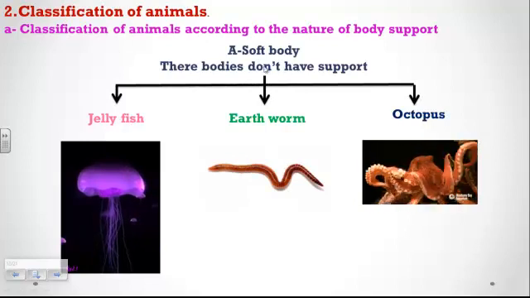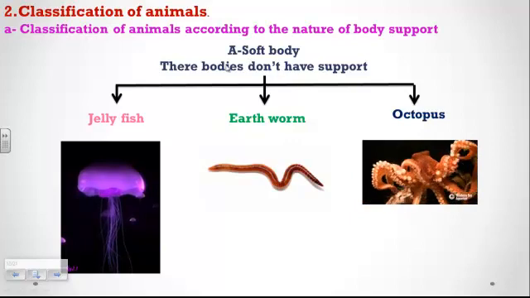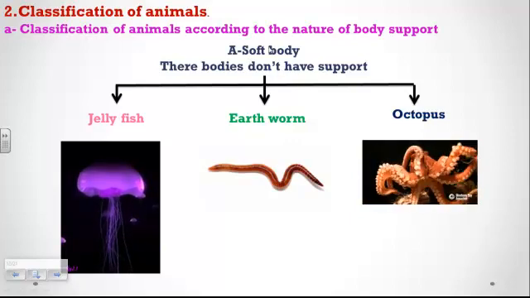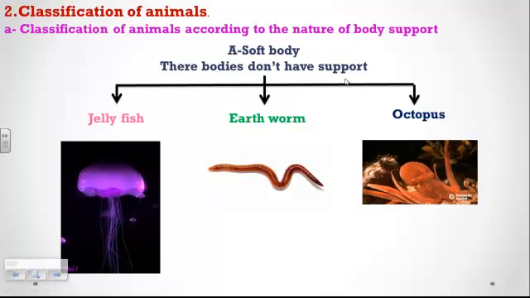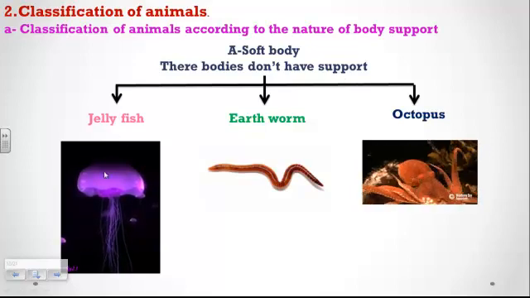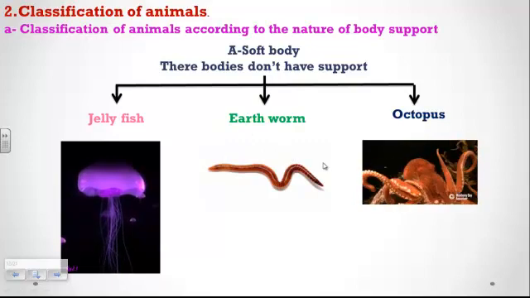This one here, as you can see, is so clear and so famous for all of us. Number 1, we call it soft bodies. Soft body means no support inside it. Their bodies don't have any support, no bones inside the body, like the jellyfish, the earthworm and all worms, and the octopus. All of them are soft bodies.